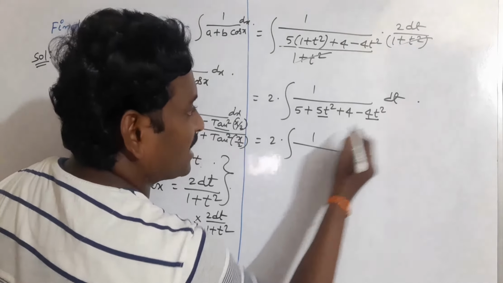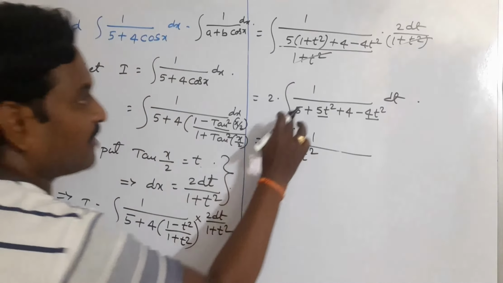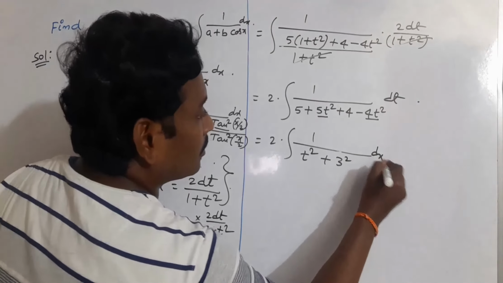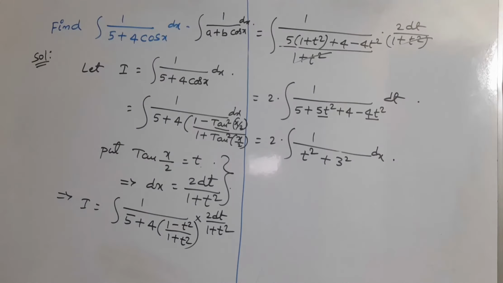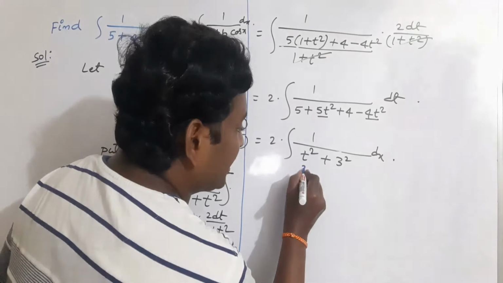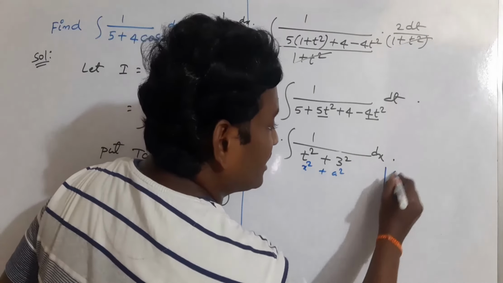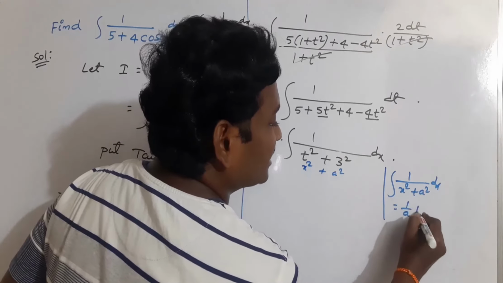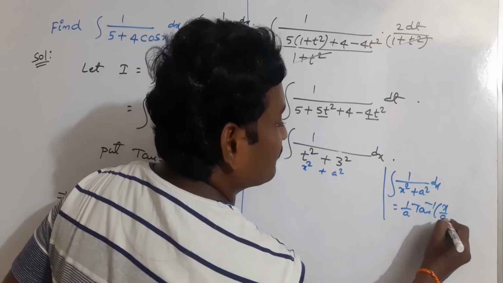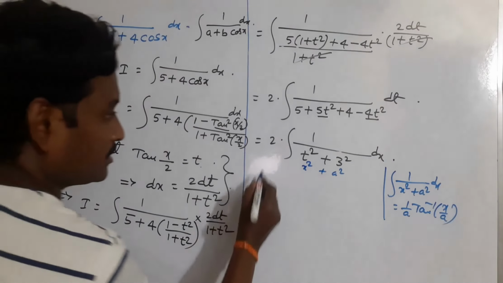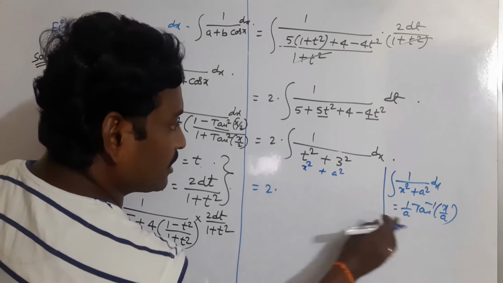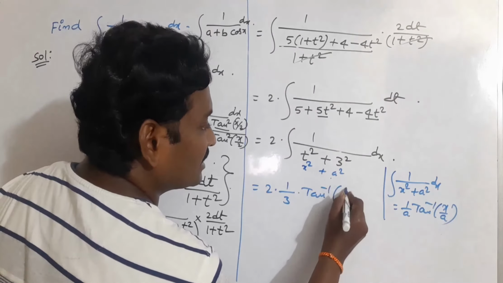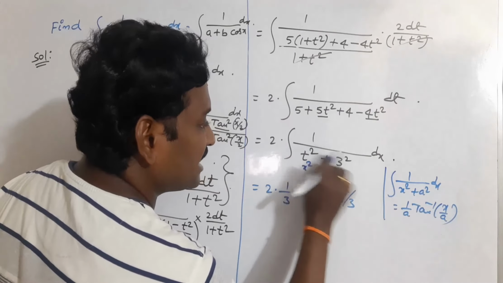so what is 5t square minus 4t square? t square. 5 plus 4 which is 9. 9 can be written as directly 3 square. So clearly we are observing that this is in the form of integration of 1 by x square plus a square. What is the formula for integration of 1 by x square plus a square? It is 1 by a tan inverse of x by a, which is a very important formula. According to this formula, you will get 2 into 1 by a. What is a value? 3 into tan inverse of x by a means t by 3.